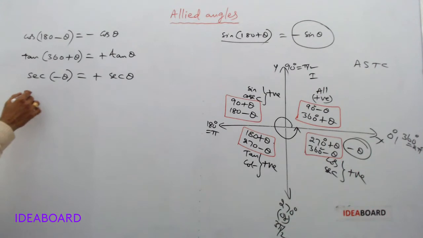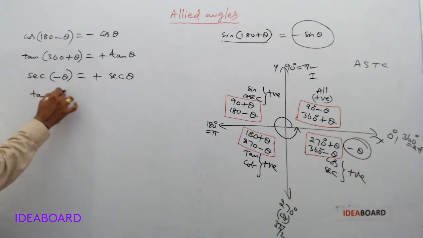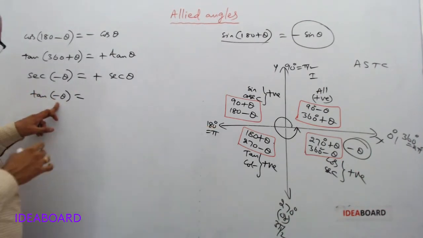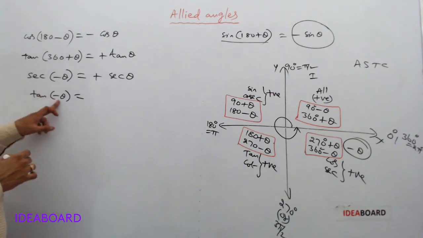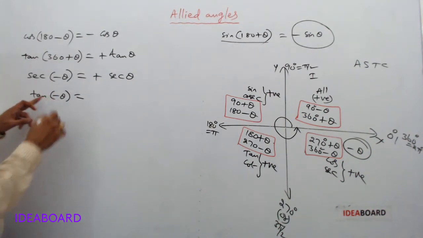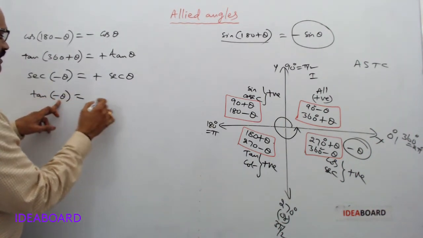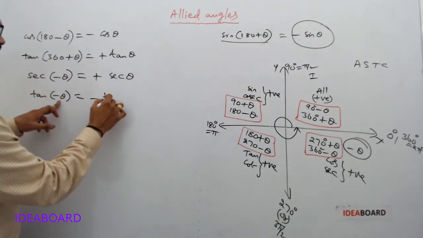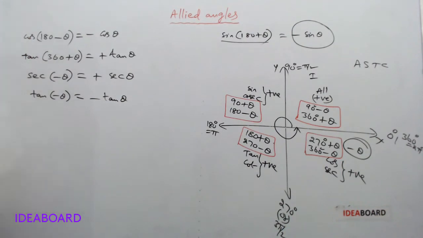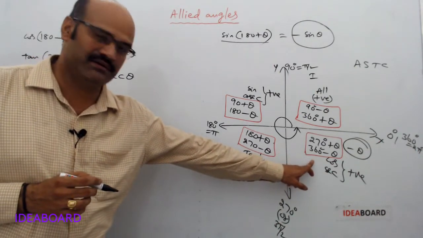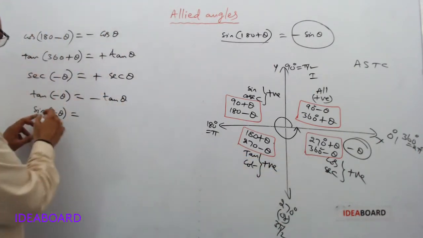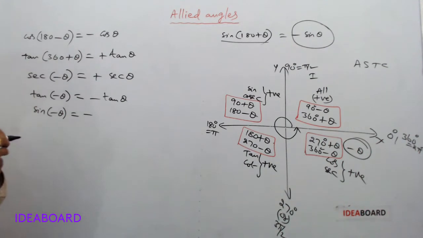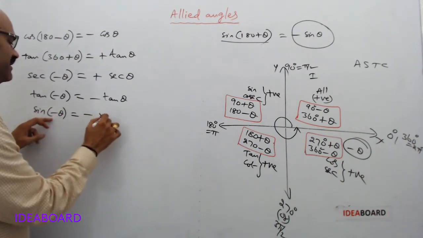Now tan of minus theta. Minus theta lies in the fourth quadrant, so we write minus in the fourth quadrant. So it becomes minus tan theta. Sin of minus theta: minus theta lies in the fourth quadrant. Sine is negative in the fourth quadrant, so it becomes minus sine theta.